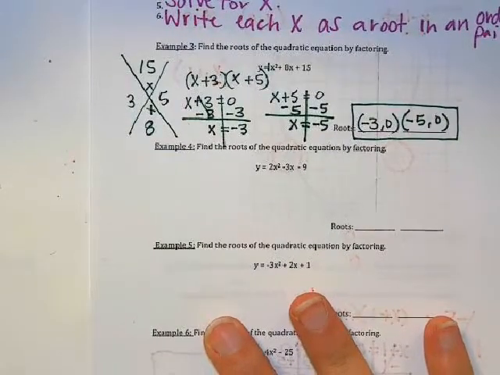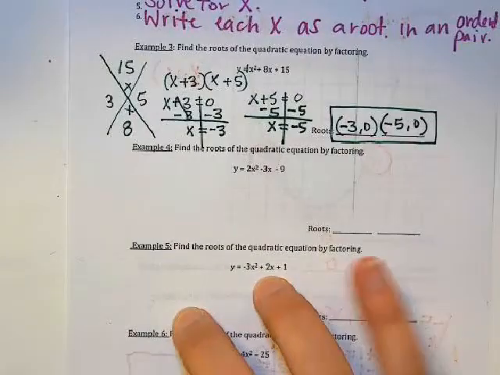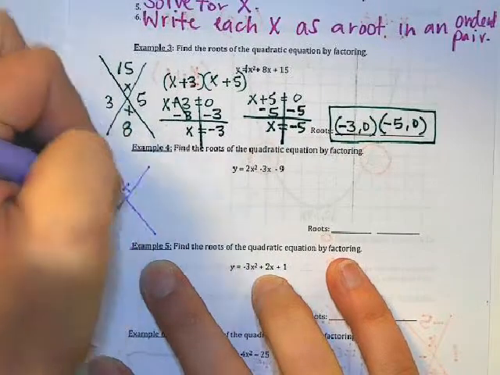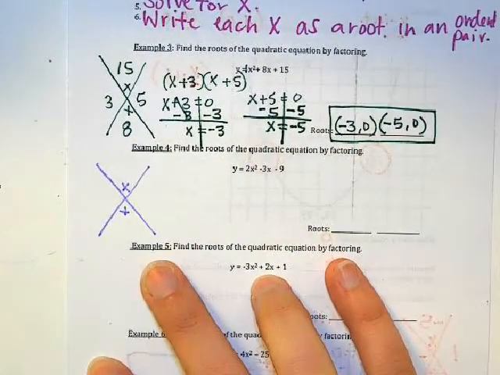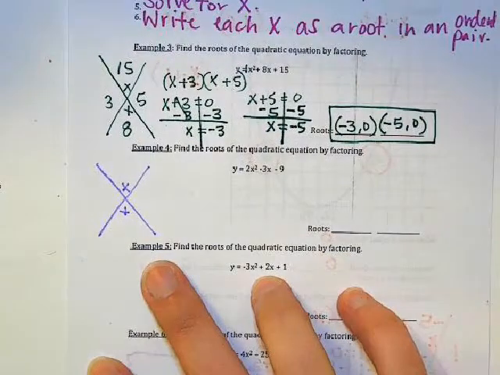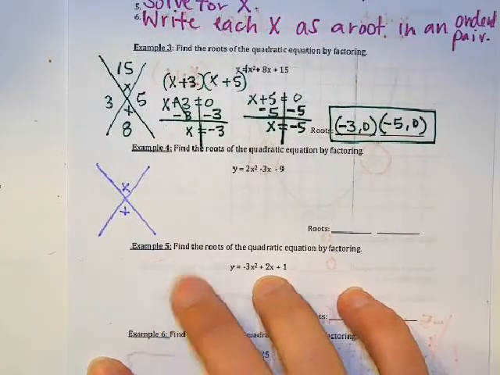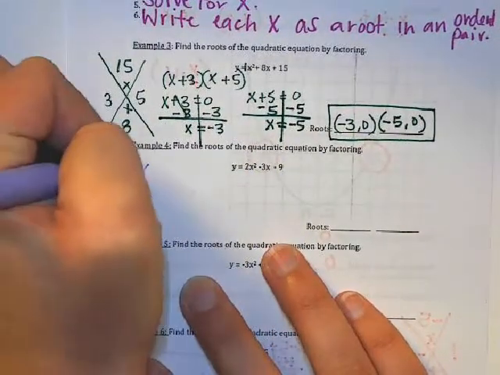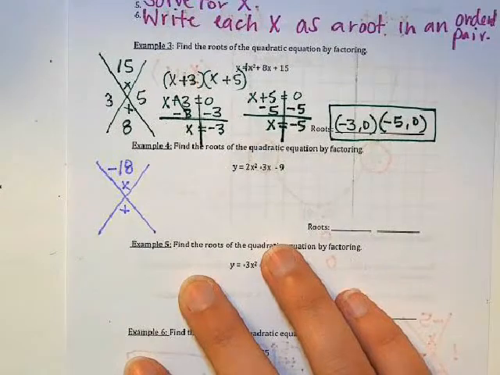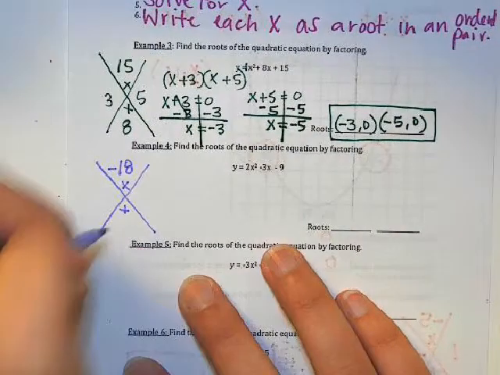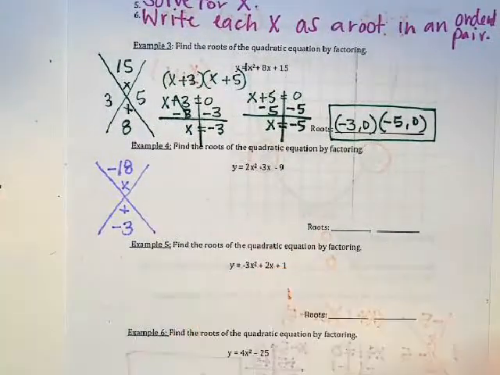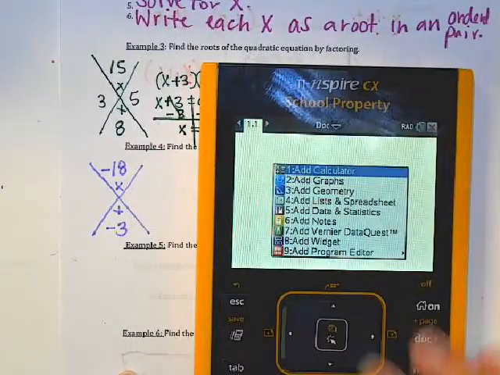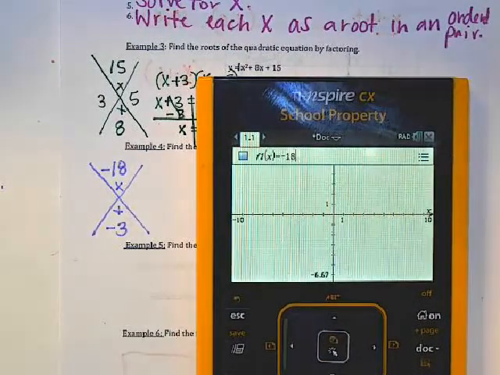Find the roots of the quadratic equation by factoring. All right, so draw your x factor. Multiply, add. How do I find the top? Multiply what? First times last. So 2 times -9 is -18. How do I find the bottom number? Middle number, -3. Then you plug it in your calculator to the graph. -18 divided by x.